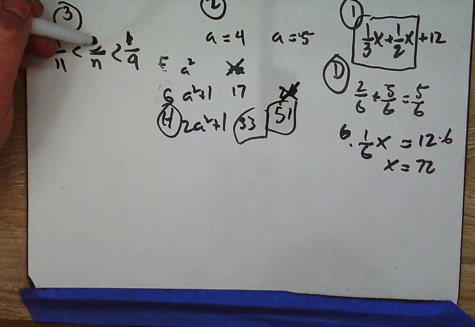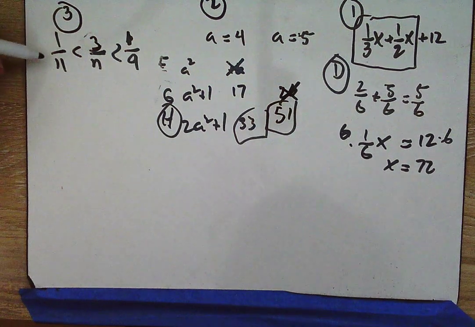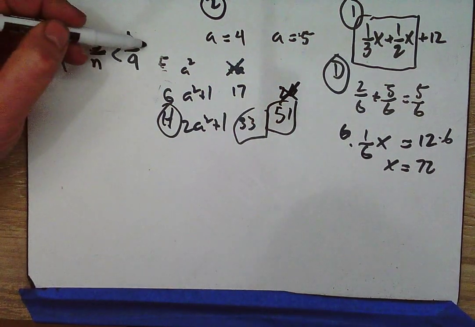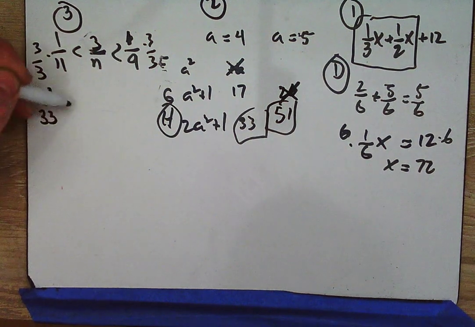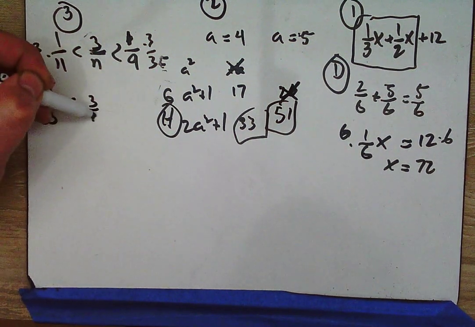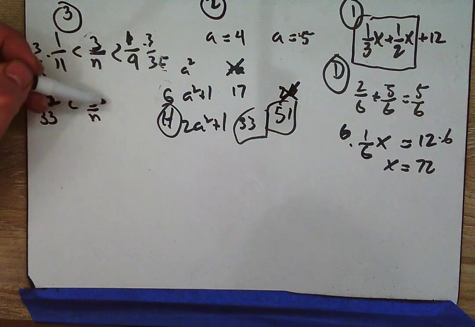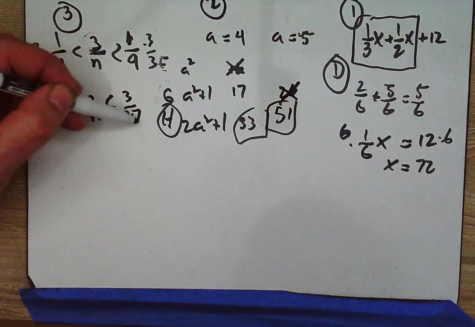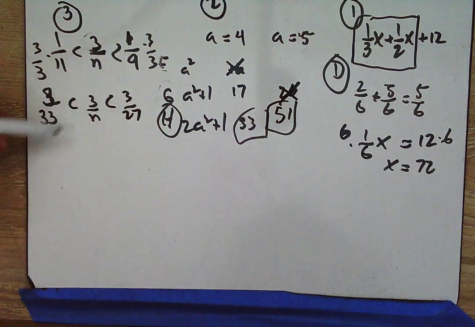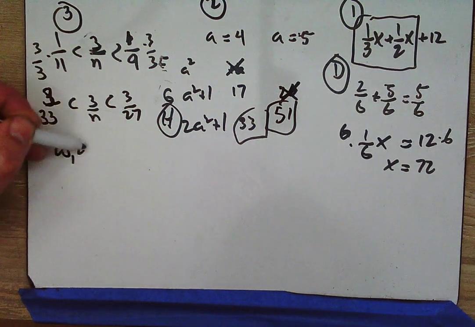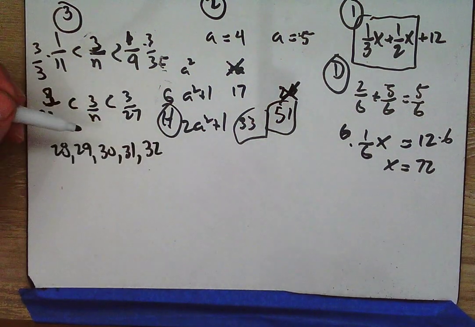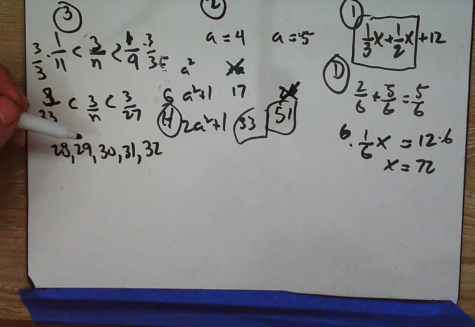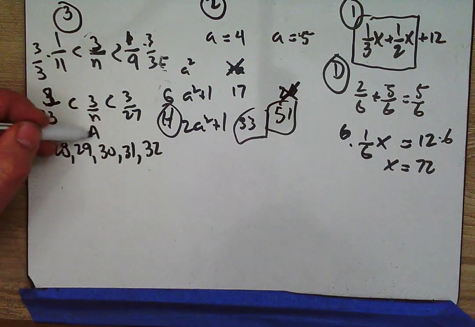So here's this 3 here, and so I'm going to need to multiply by 3 over 3 and 3 over 3. And now I'm looking at 1 over 33, 3 over n, 3 over 33, 3 over n, and 3 over 27. So it looks like n can be 28, 29, 30, 31, or 32. There are 5 different choices of integer that we could have here, and that's choice A.